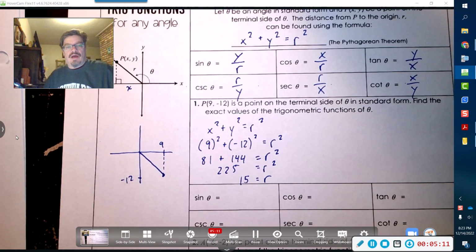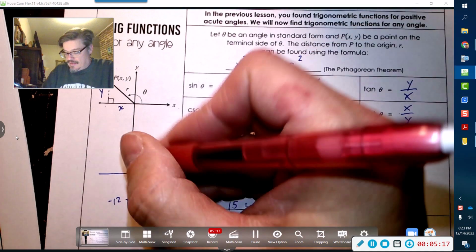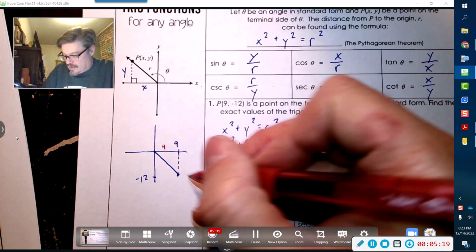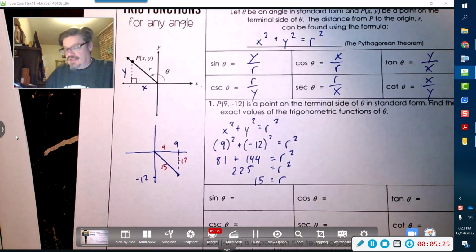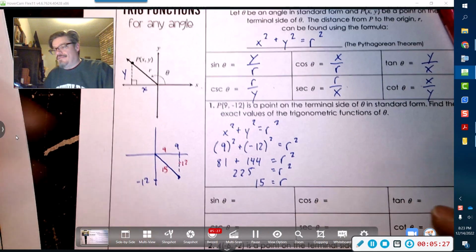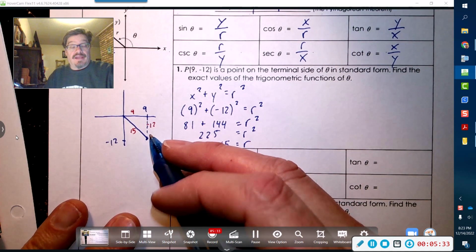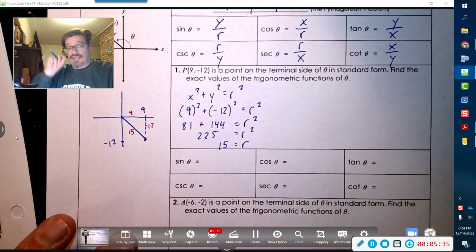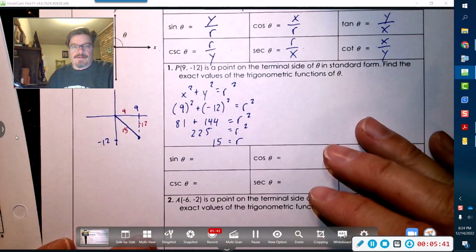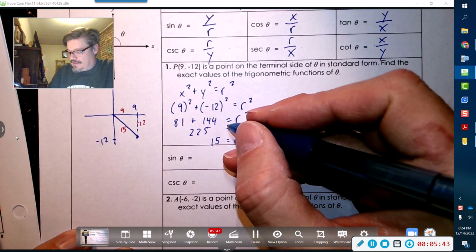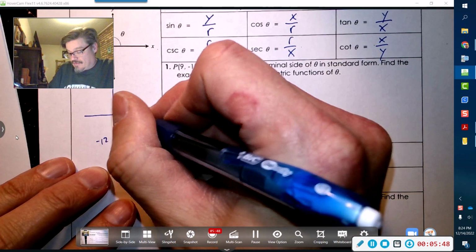Okay, so now what that does is it tells us that this guy, let me change colors here, this guy is actually 9, this guy's 12, but he's negative, and this guy is 15. And so now that I have this new triangle, notice that the difference is that the y value is now negative because of our orientation in a particular quadrant. So far everything we've done has basically been in the first quadrant. And so now what we've got is the sine is actually negative 12. Remember this is our theta.